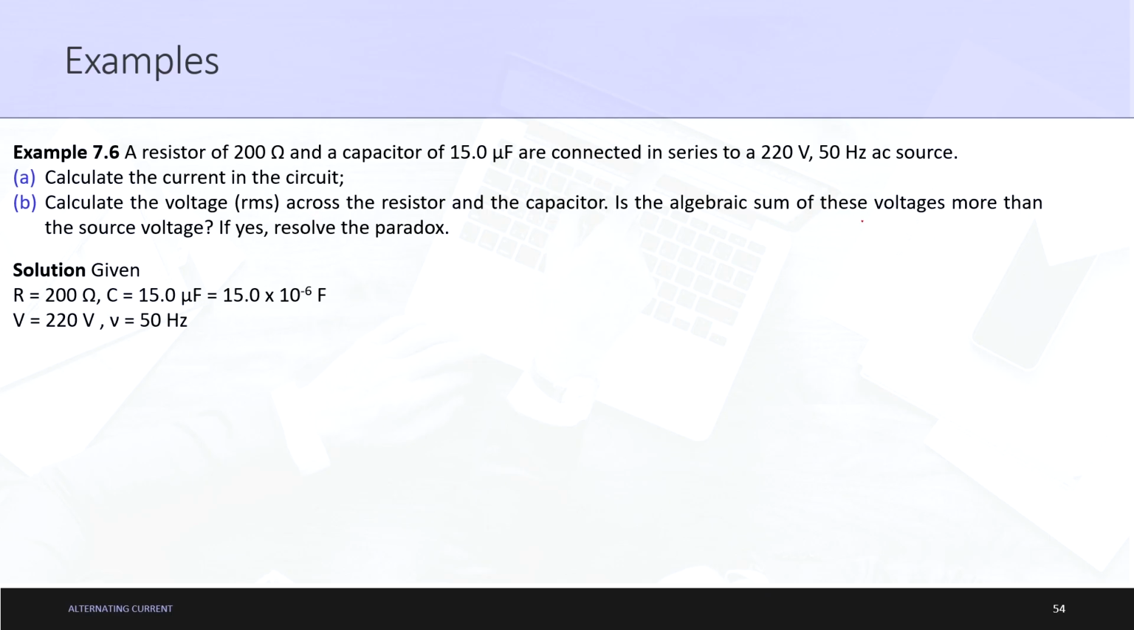The second question says that calculate the RMS voltage across the resistor and the capacitor. If the algebraic sum of these voltages is more than the source voltage, then resolve the paradox. So, the paradox is the second latter part. Let us first calculate the value of RMS voltages. So, let us understand it very carefully.